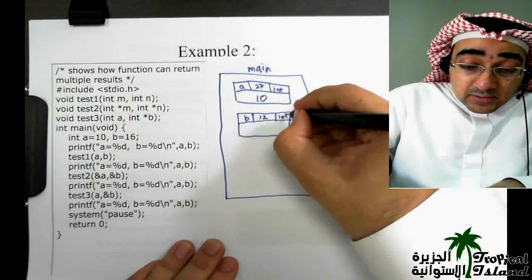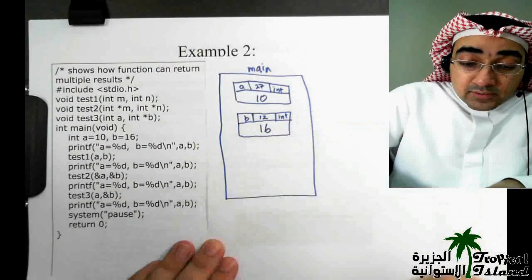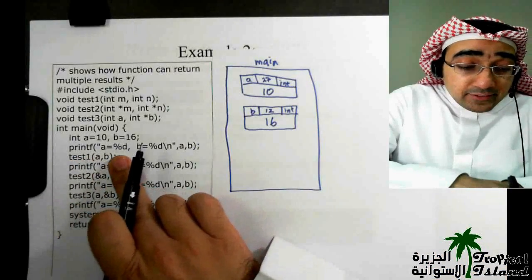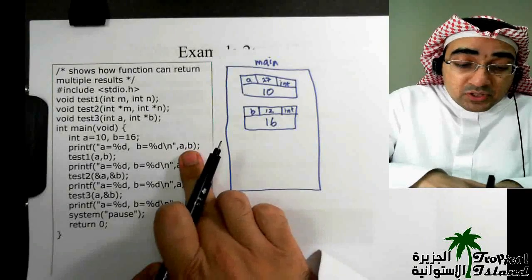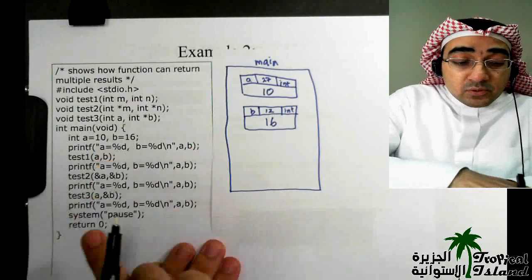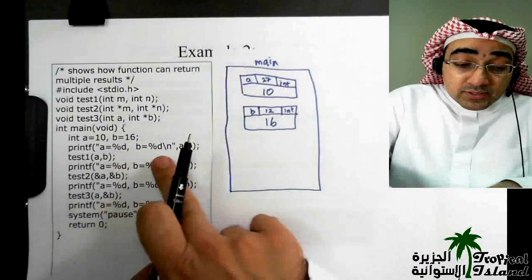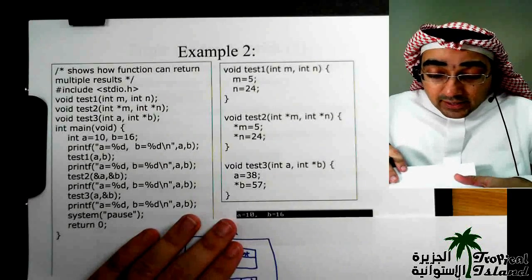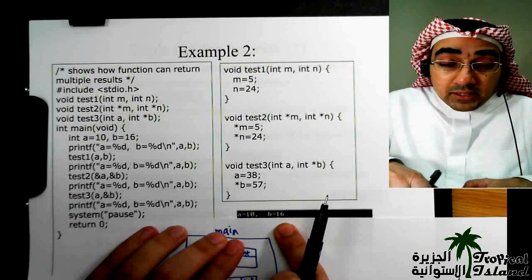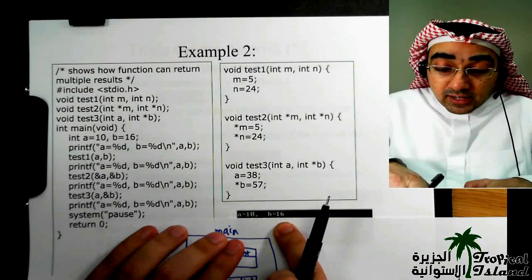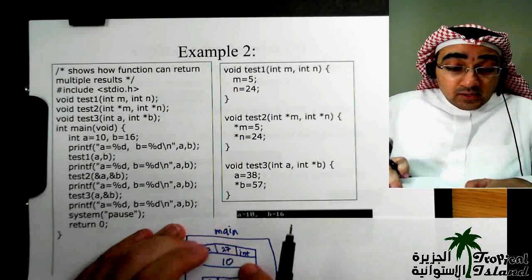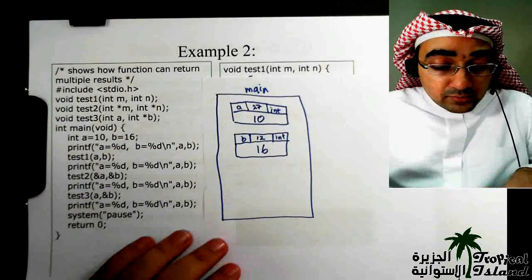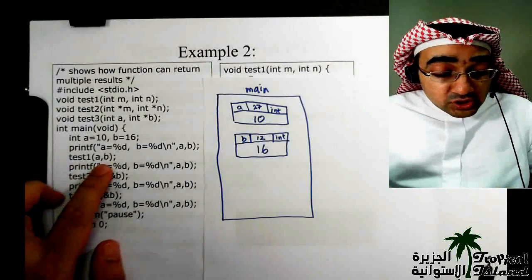It's of type integer, and the value that will be stored in it is 16. Now we come to the printf with percent d, and we print a and b. So we print a equals the value of a, which is 10, and b equals the value of b, which is 16. As an output, I will have a equals 10 and b equals 16. This is the output that I will find on my screen, because the values of a and b are placed into the locations of the percent d's. Now we call the function test1 with a and b.